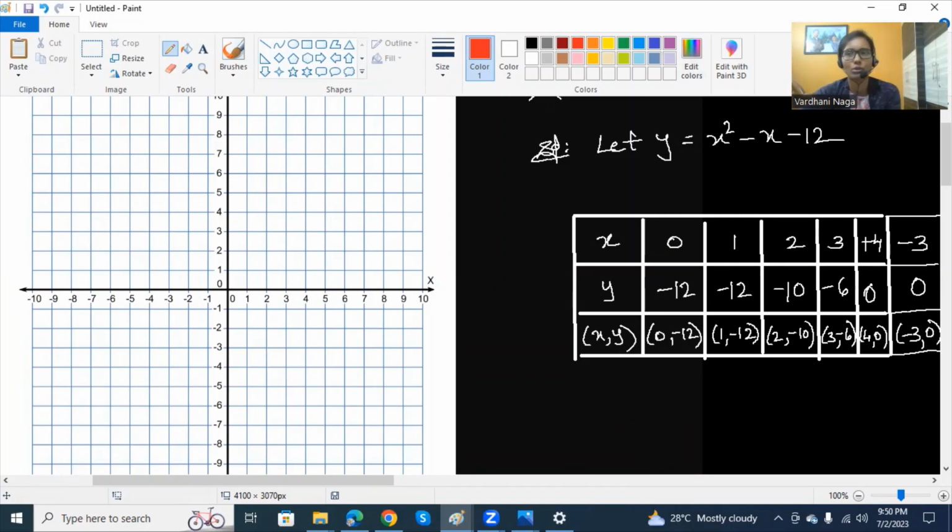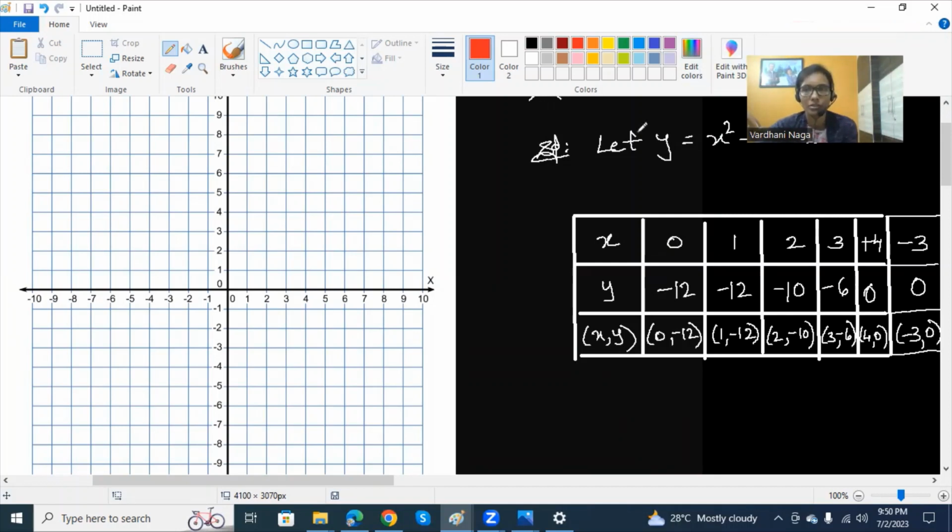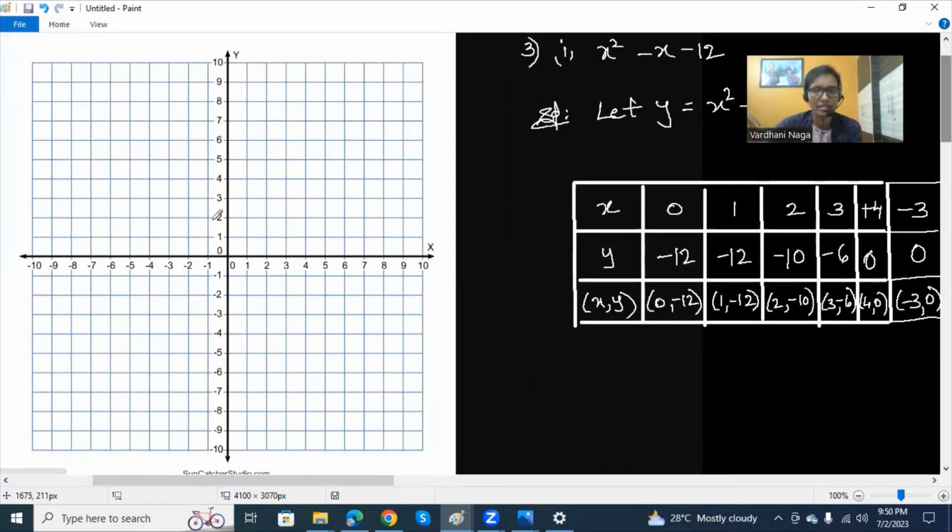Fourth quadrant, x is positive, y is negative. In 9th grade, you already learnt about this, isn't it? Yes. So let's plot the points now. First pair is 0 comma minus 12. This is 0, minus 12 on the y-axis. I don't have it here, so I am taking somewhere around here. Next, 1 comma minus 12. So this is 1 on the x-axis and minus 12 again here. 2 comma minus 10.